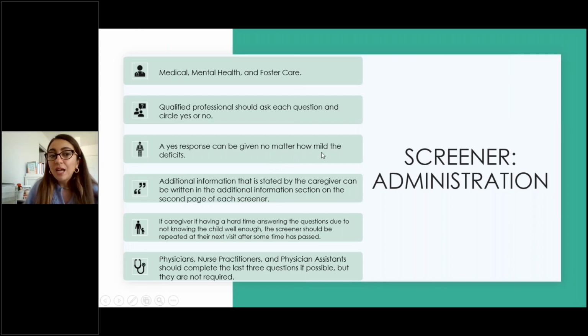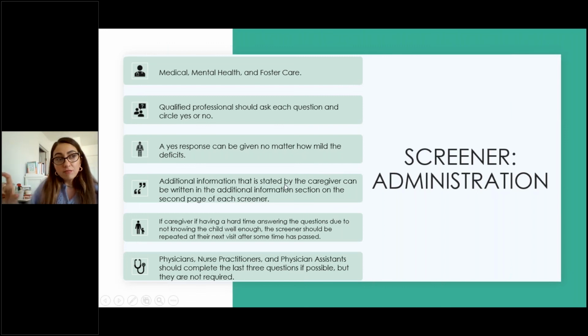But I'll get your attention. How mild or severe the deficits are, the screener is not asking about severity. So it still requires the comprehensive evaluation to determine where on the spectrum the child might be, because the screeners are not diagnostic, right? And they do not determine severity. So I just wanted to specify and indicate that.